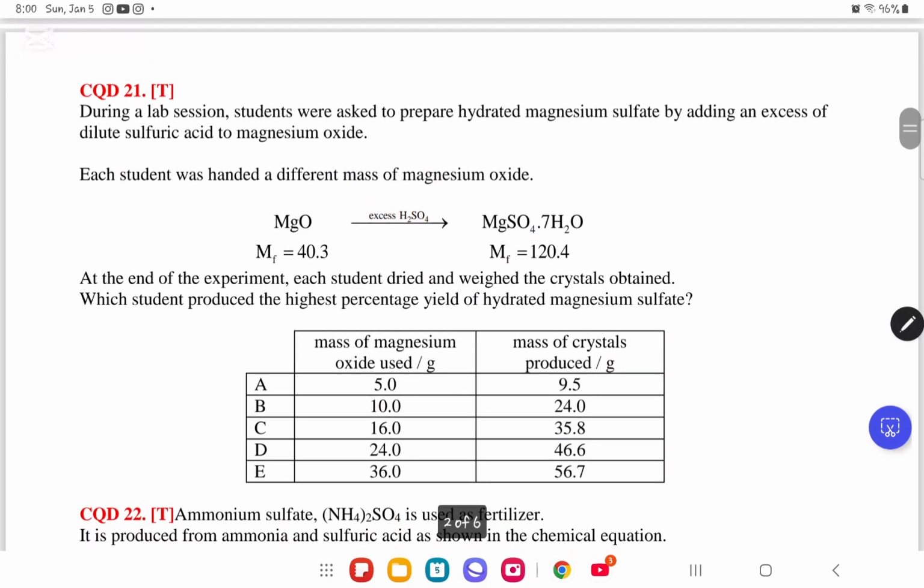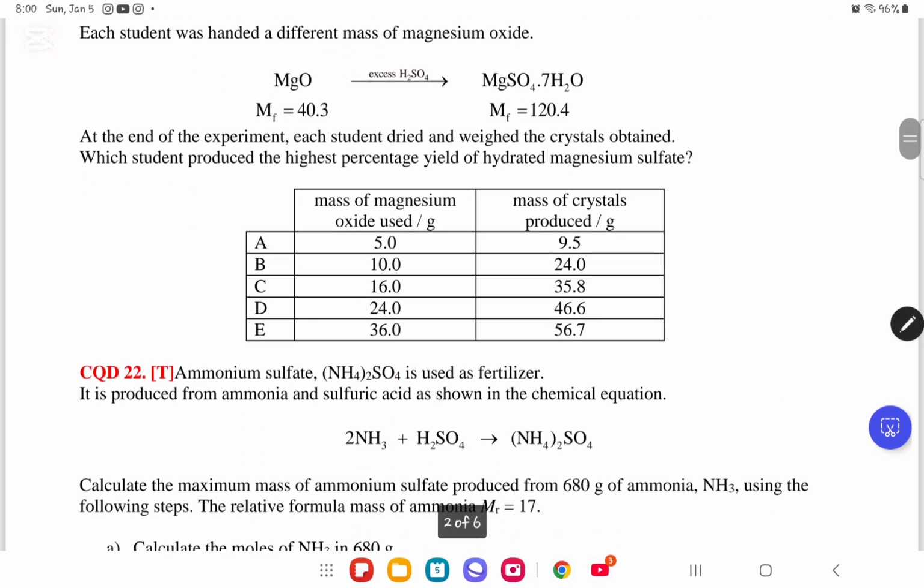During a lab session, students were asked to prepare hydrated magnesium sulfate by adding an excess of dilute sulfuric acid to magnesium oxide. Each student was handed a different mass of magnesium oxide. At the end of the experiment, each student dried and weighed the crystals obtained. Which student produced the highest percentage yield of hydrated magnesium sulfate?